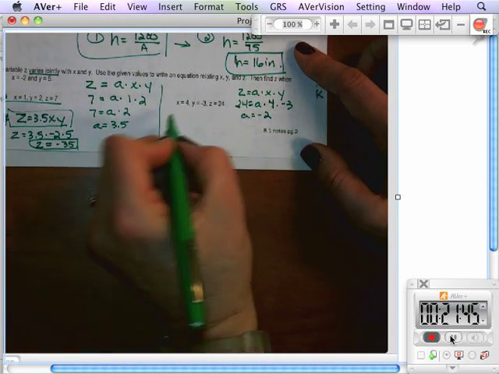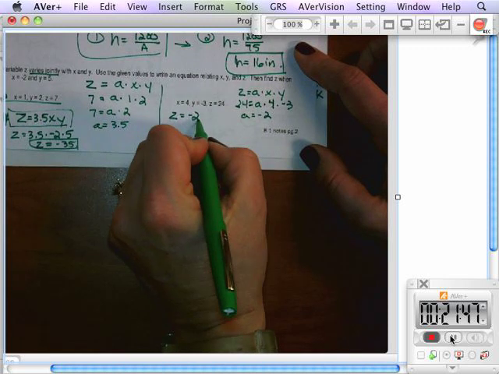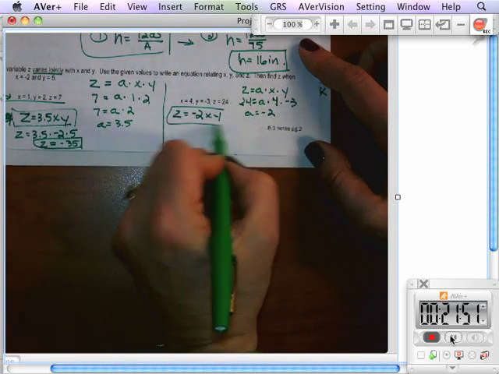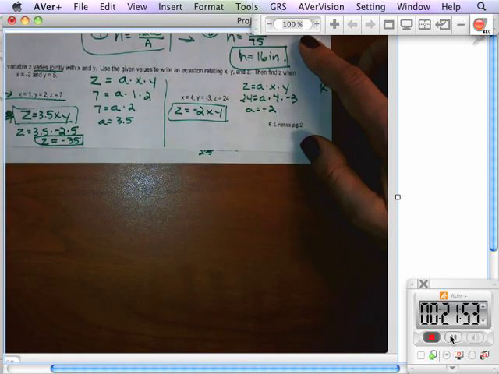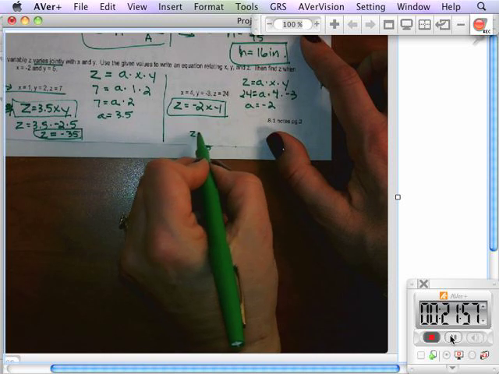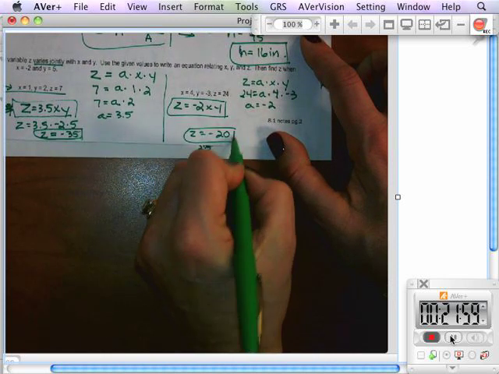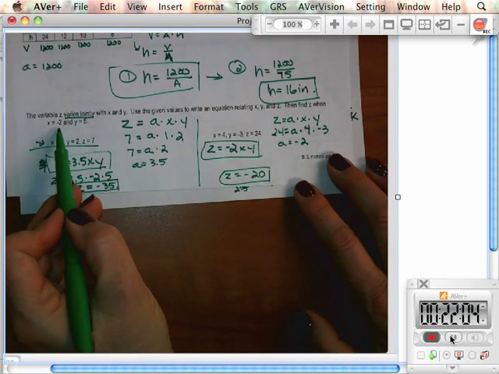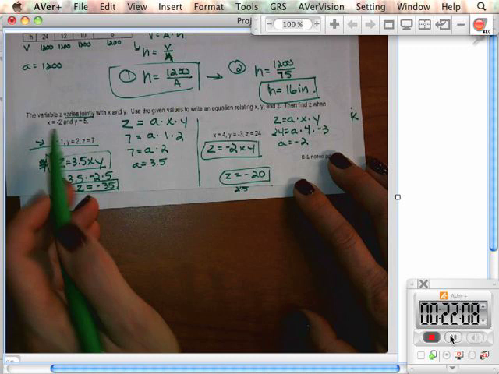Write your equation. Z equals -2 times xy. There's your equation. And then you plug in your x and your y. And hopefully you get -20 when you plug in this x and y right here. Yeah, but it doesn't have to be negative. Oh, it would be positive.